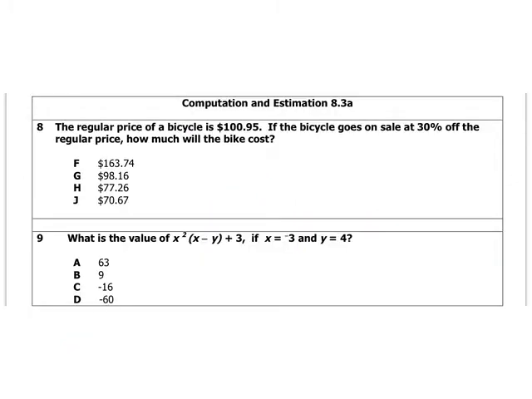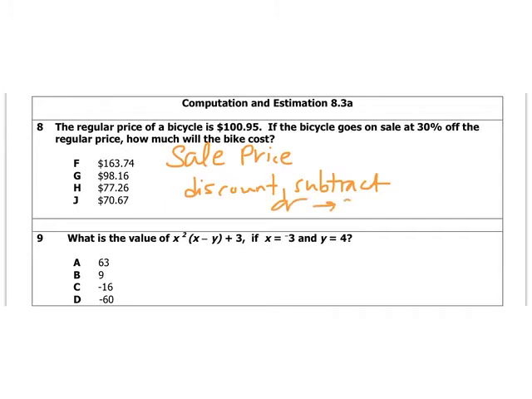The regular price of a bicycle is $100.95. If the bicycle goes on sale at 30% off the regular price, how much will the bike cost? So you are finding sale price here. Sale price. So you either have to find the discount, and then you have to subtract, or go straight to that sale price. I'm going to use the space at the top of the screen to do this.